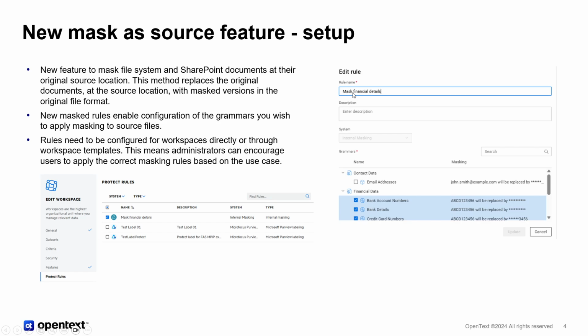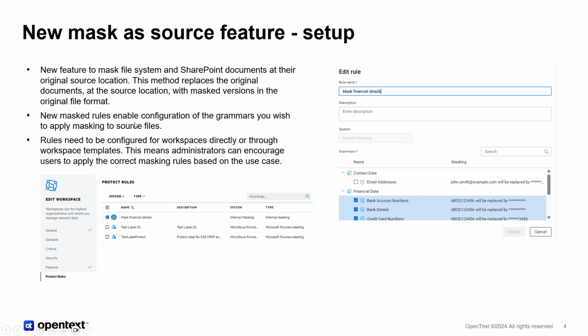So an example on the right hand side here, I'm going to mask just the financial details. I'm not too bothered about the email addresses, but I want to make sure financial details are removed from these existing source documents. When we apply this rule to mask those financial details, we're going to do that at source, with those masked versions in the original format. Now, there are some limitations I'll talk about in a second, but in terms of the formats, the key is that this is done at the source locations.